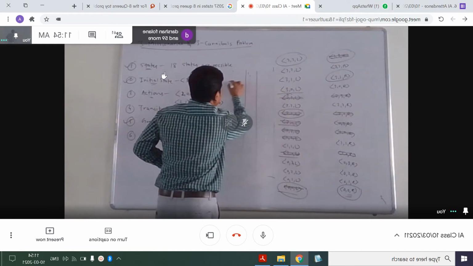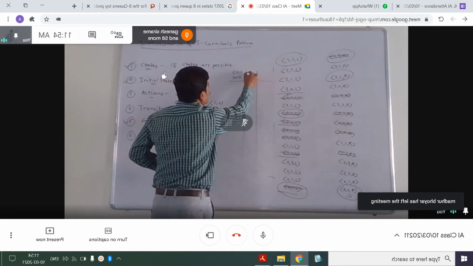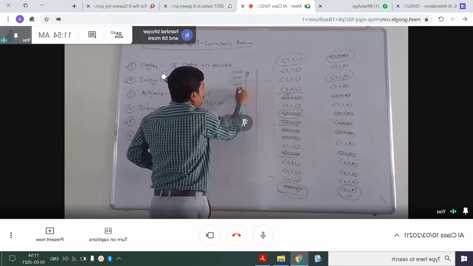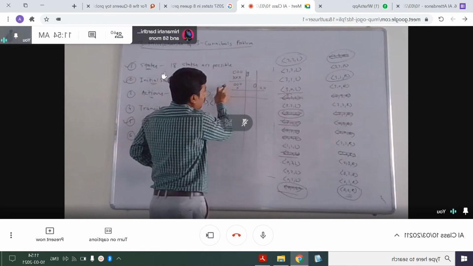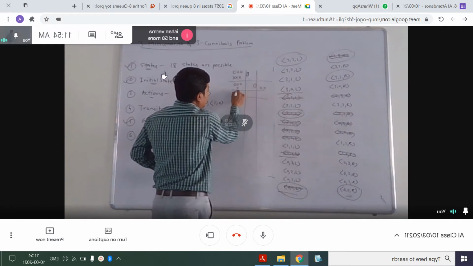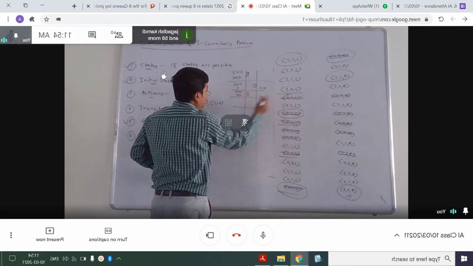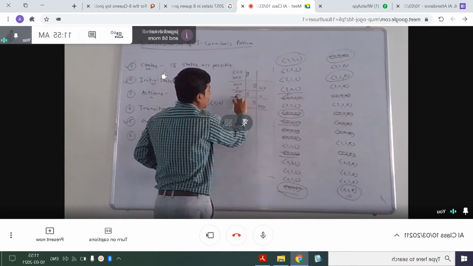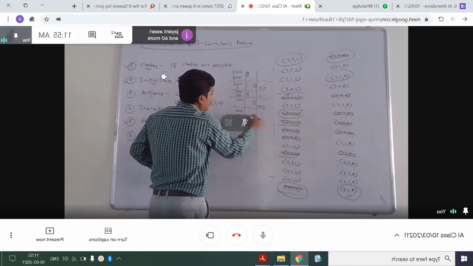This is the river. So we have 3 missionaries, 3 cannibals, and the boat is on the left side. Now first 2 cannibals will move. So we will have this. Next, 1 cannibal will bring the boat back. Next, 2 cannibals will go there. So 1 plus 2, that is 3 here. 1 will bring the boat to the left side.